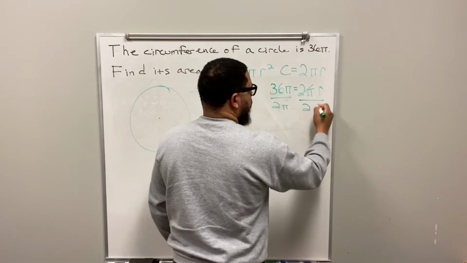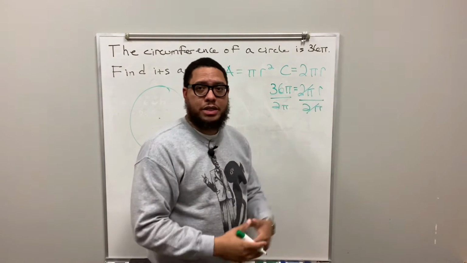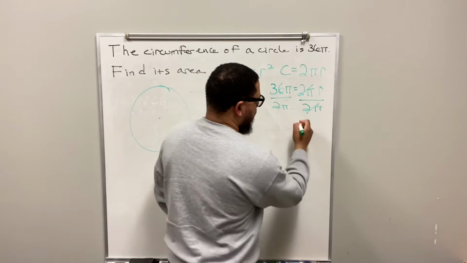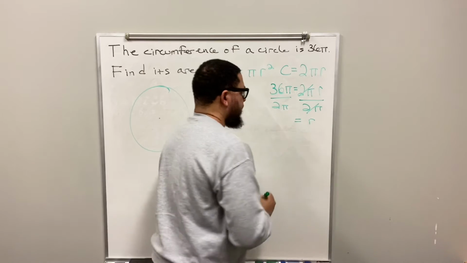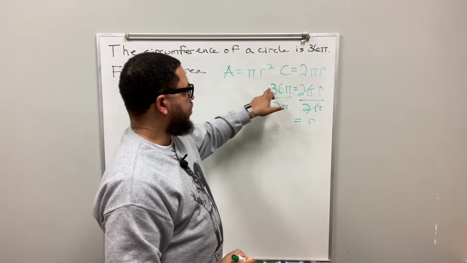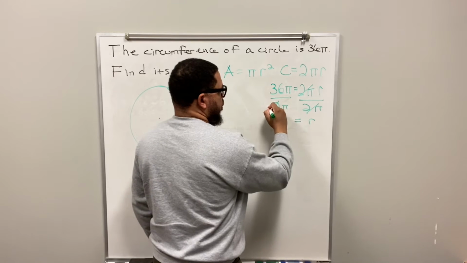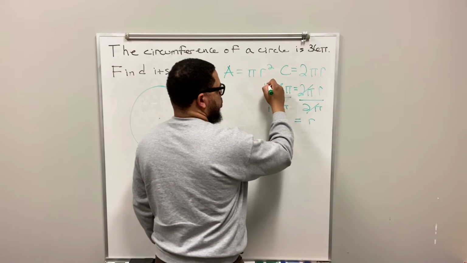So this becomes 1, because again, anytime you divide something by itself, it always equals 1. So this becomes 1 times r, which is, of course, just r. Now over here, I'm going to have 36 divided by 2, which is 18, because the 2 turns into a 1. This turns into an 18.